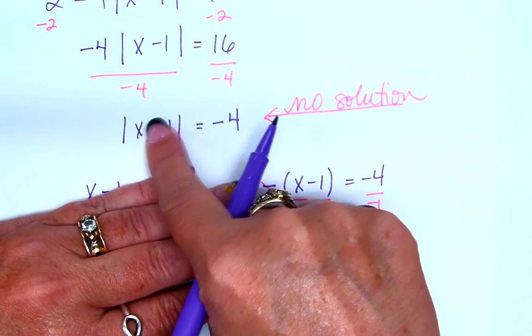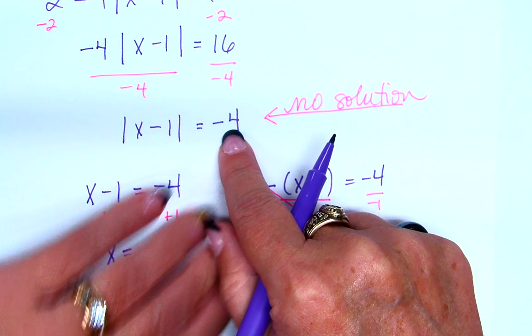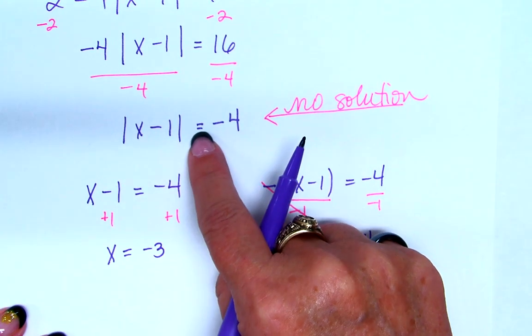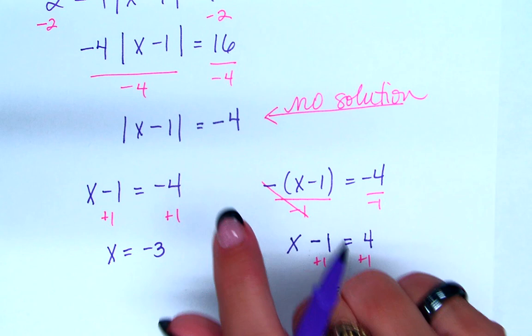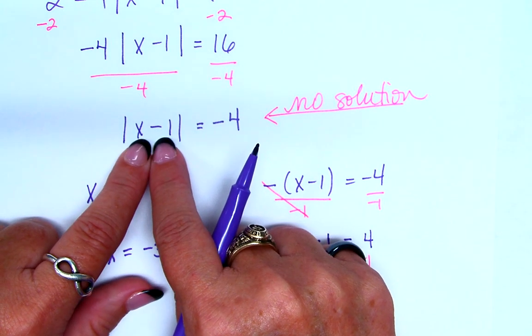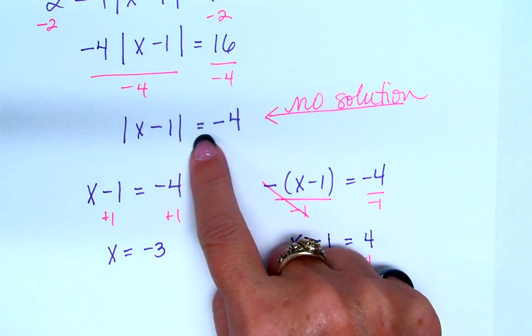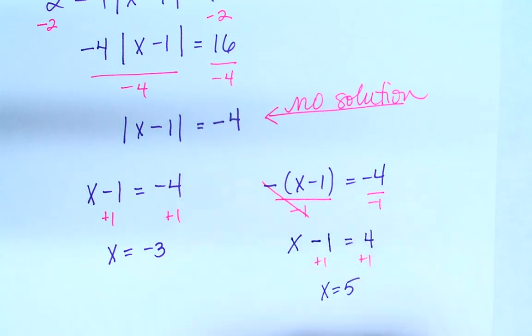If absolute value equals a negative number, it's no solution. It has to be isolated first before you can decide that. But if it's isolated and it's a negative, that's no solution. Does everybody understand that? That works for equations. Is everybody clear on that? Yes, ma'am. Do you have any questions on this? No, ma'am.